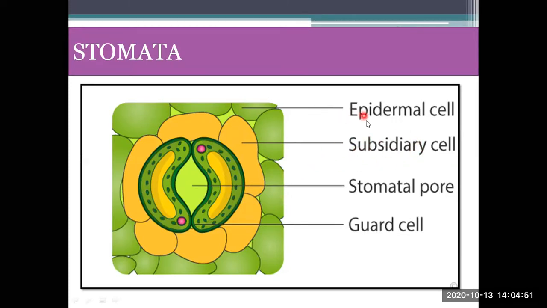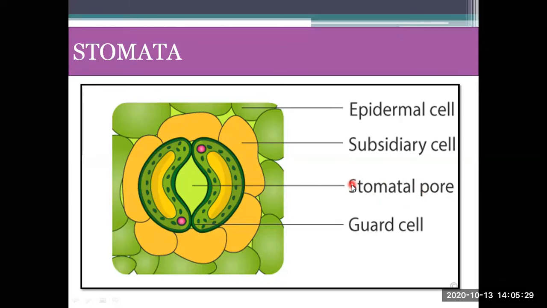These subsidiary cells are nothing but the same epidermal cells. The only difference between the epidermal cell and the subsidiary cell is that the epidermal cell gets elongated in shape. If you see size and shape, the subsidiary cell is always bigger than the epidermal cell. So stomata is a combination of two kidney shaped guard cells attached to the subsidiary cell, with a pore in the center. Pore means an opening. This opening is called the stoma.